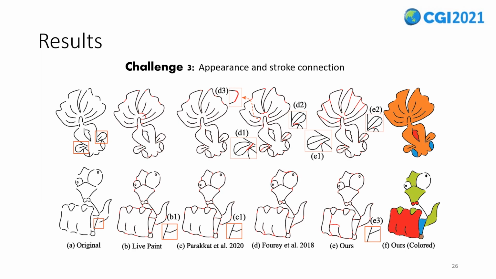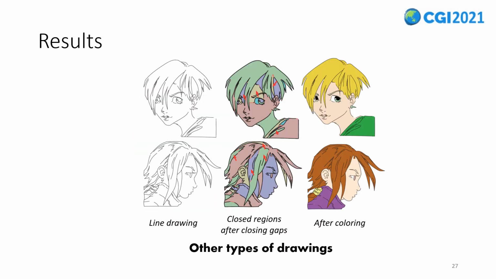The third challenge is appearance and stroke connection. Since we use energy functions for gap detection, the destination point will not deviate too much from a gap point. As we can see, our method is smoother than the other two, like this. Meanwhile, our method also helps prevent stroke connection, like this. We also apply our method to color different types of drawings with more strokes and gap points. Our method still works well in handling this.